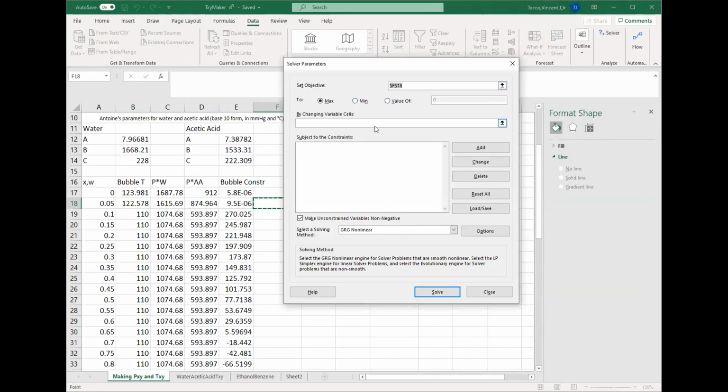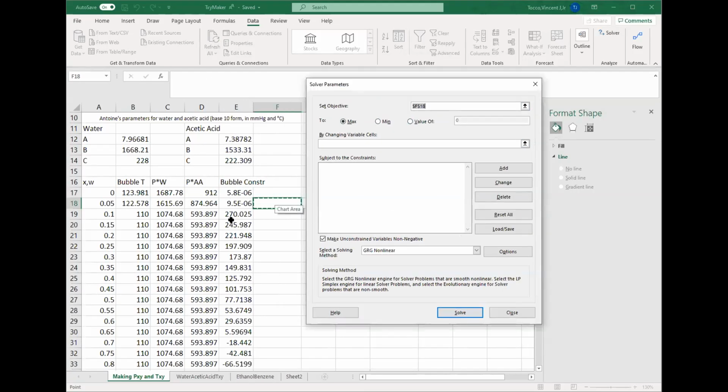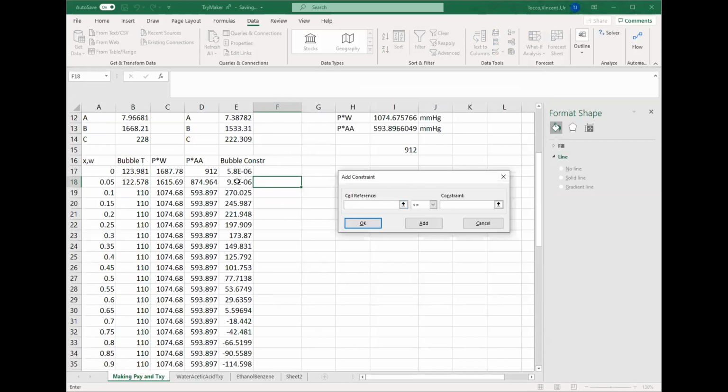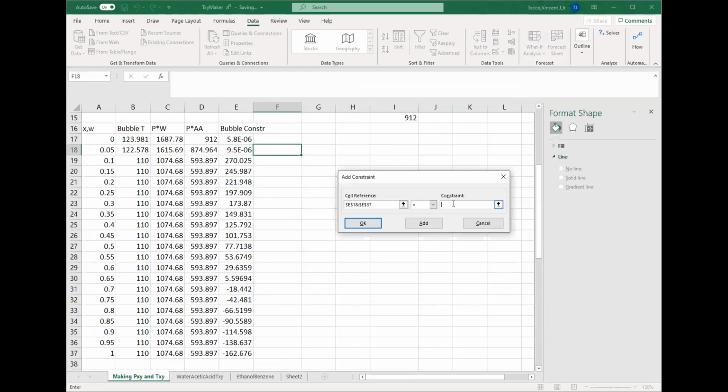And the interface is a little bit more complicated now for Solver, but you can do multiple equations with it. So I'm going to set my objective equal to one of the cells that I want to solve for. Even though I already solved for this one, I'm going to set this value to 0 by changing variable cells, and I'm going to click the entire range of bubble point temperatures. And then all the other equations I'm going to add as constraints. I can add them as a cell reference. All of these cells also have to be equal to 0 as well.